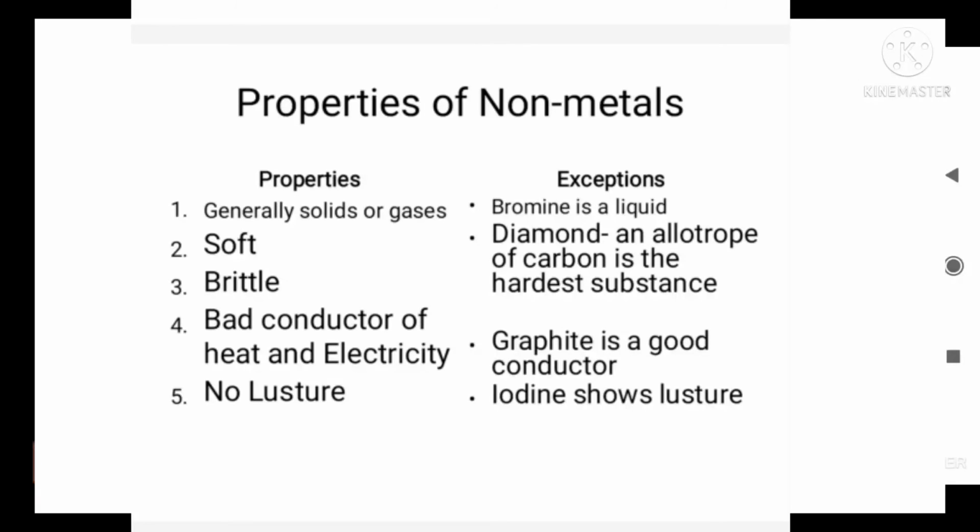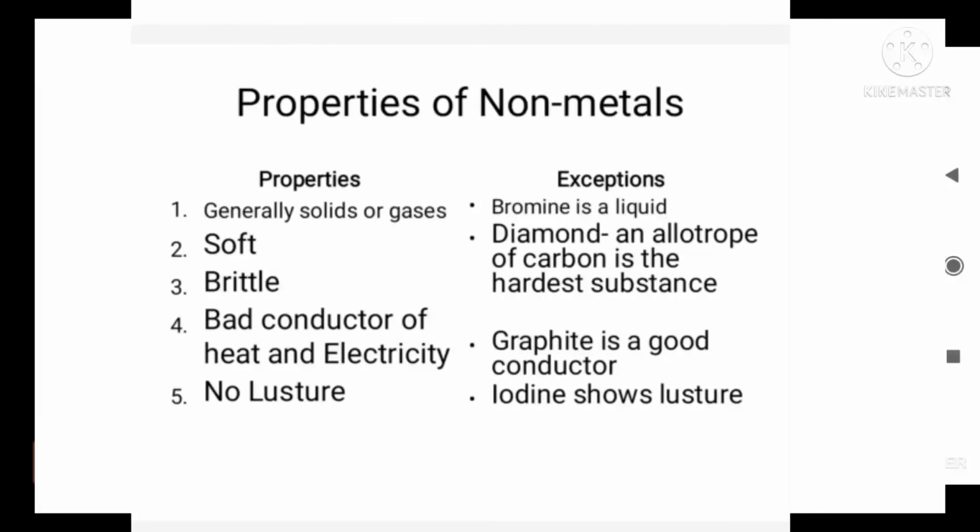And non-metals do not have luster. Luster means shiny appearance. They do not have a shiny appearance. They are dull in appearance. Iodine is a non-metal having a luster appearance. It has a shiny surface like that of a metal. That is one exceptional case.